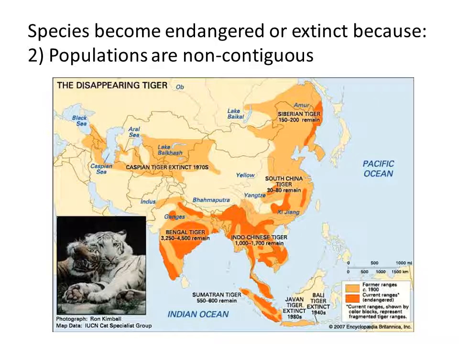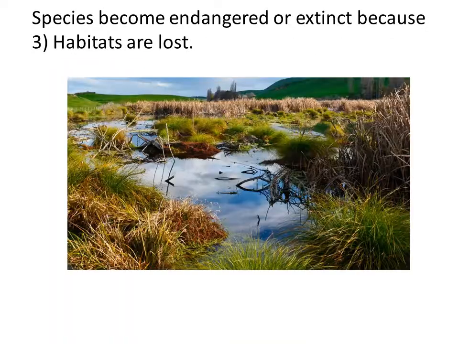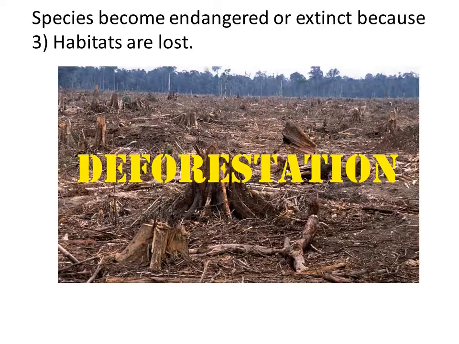And here you can see how this fragmentation of populations has occurred with the tiger in Asia. The map shows how the populations have become increasingly fragmented with time, leading to them disappearing completely in some regions of Asia. Species can also be threatened due to habitat loss. Here you see a wetland, and wetlands are important habitats for many aquatic species and things that eat them. However, these are being increasingly drained so that the lands can be farmed or developed.